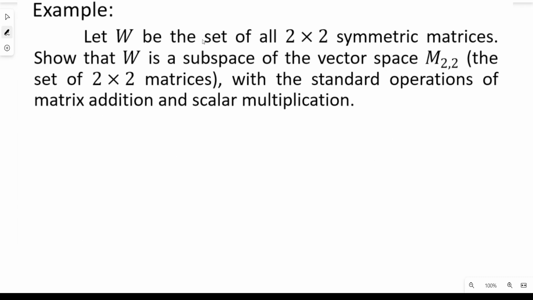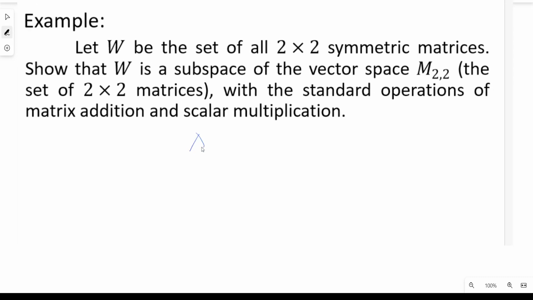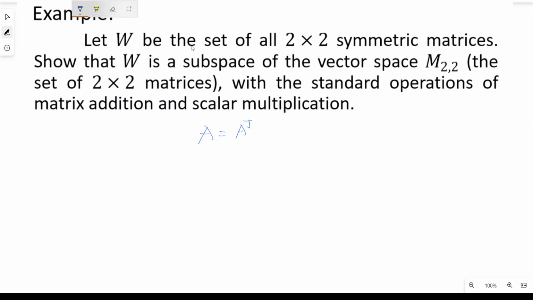Now let us consider the set W, which is the set of all 2 by 2 symmetric matrices. As I recall, symmetric matrices are those matrices A such that A is equal to its transpose, A equals A transpose. Let us show that this W is a subspace of the space of 2 by 2 matrices. We have shown earlier that the space of 2 by 3 matrices is a vector space. It is also the same for the space of all 2 by 2 matrices, M sub 2 2, which is just your ordinary vector space of 2 by 2 matrices.